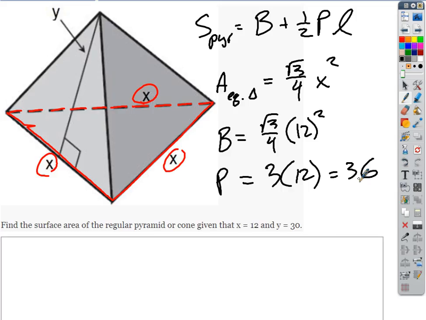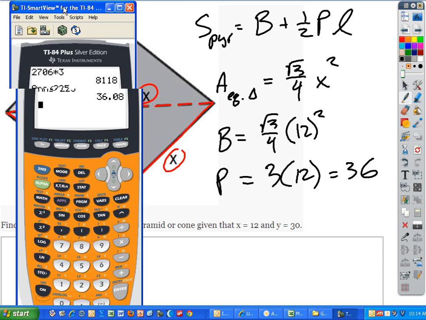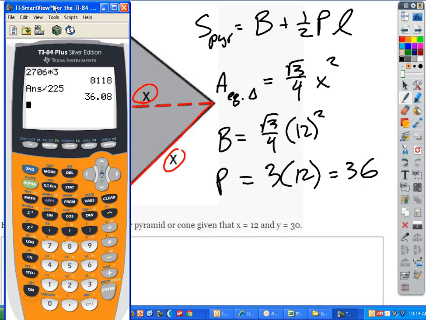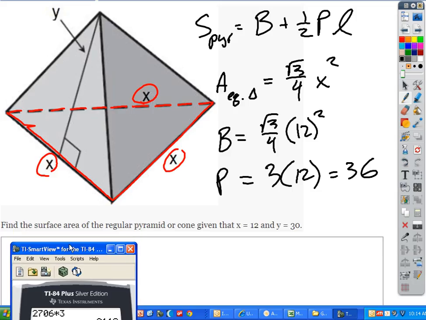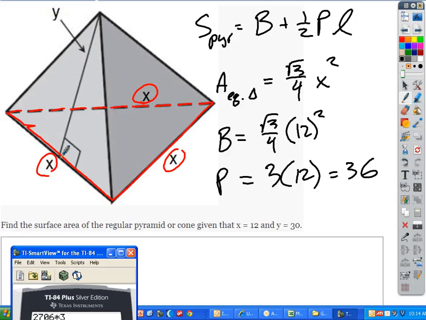No, you don't have L. We actually do. They gave it to us. L was y. Remember, the slant height is the distance up the middle of the face. Okay, good. Now if we were looking for volume, we'd have to calculate height. But we're looking for surface area.